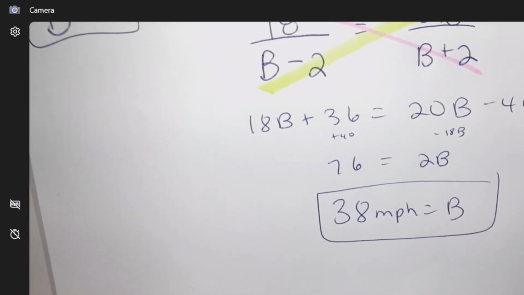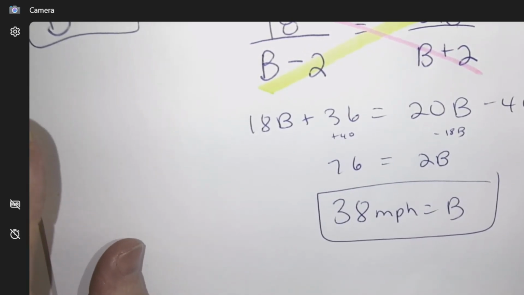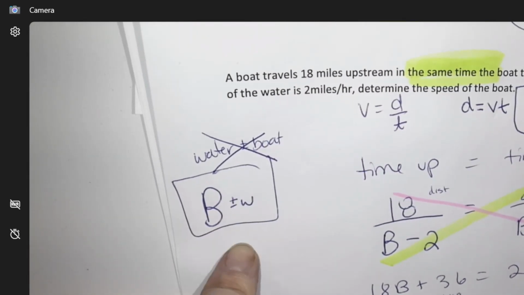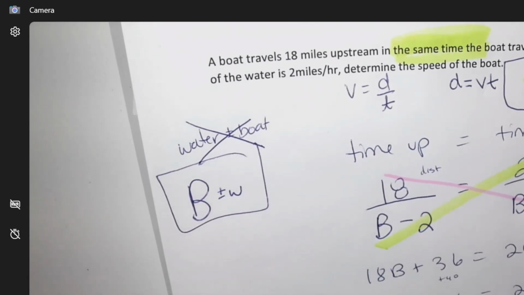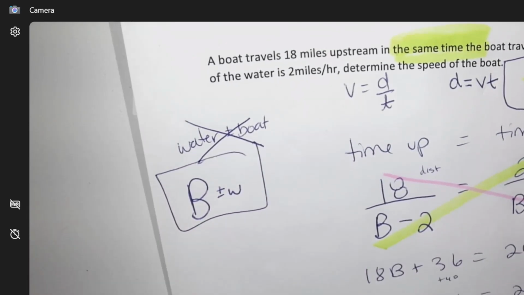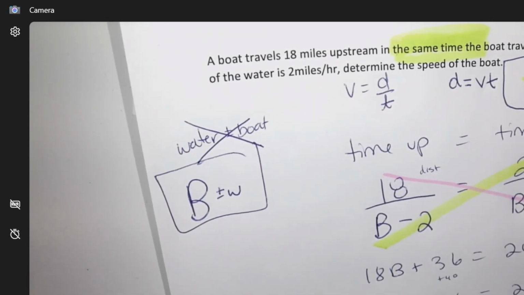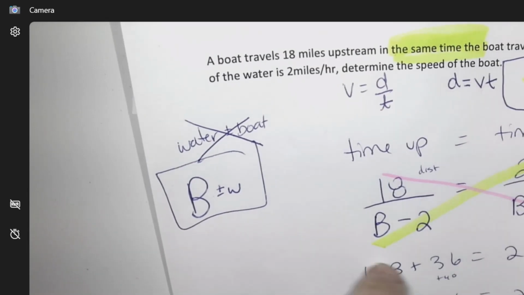Okay, so does your answer make sense? Yep. I've had people who did this the wrong way, and then they were getting a negative answer because they did it the wrong way. So if you're getting a negative speed, go back. You did something wrong. One time I had somebody answering the water speed that was 100 miles per hour. Not good. That was wrong. Something went wrong.